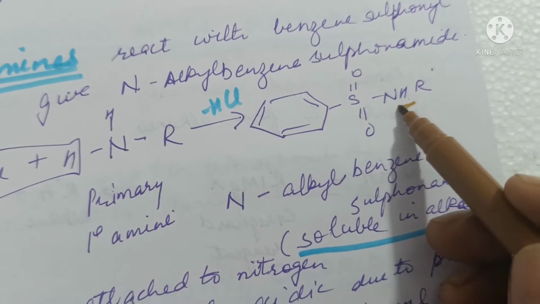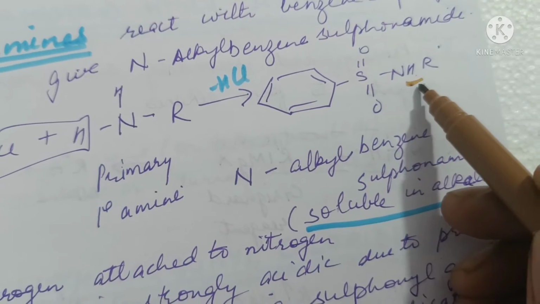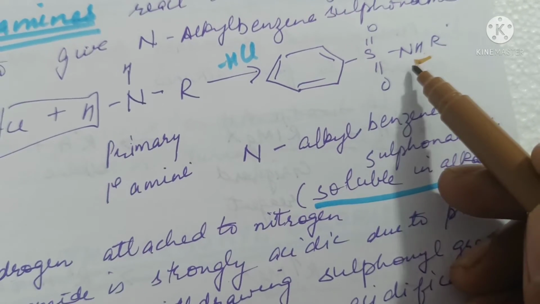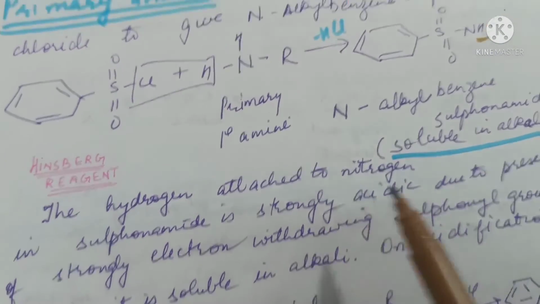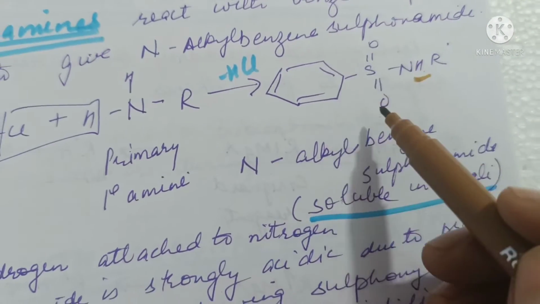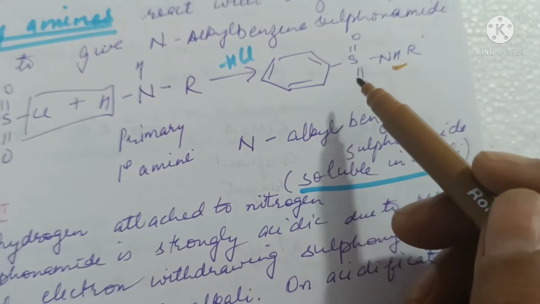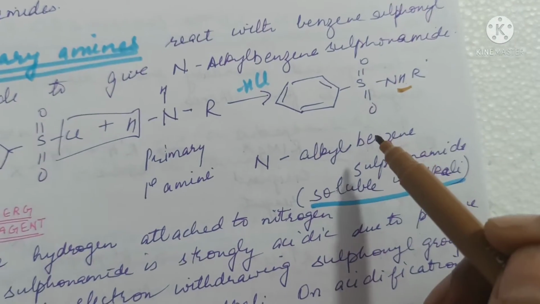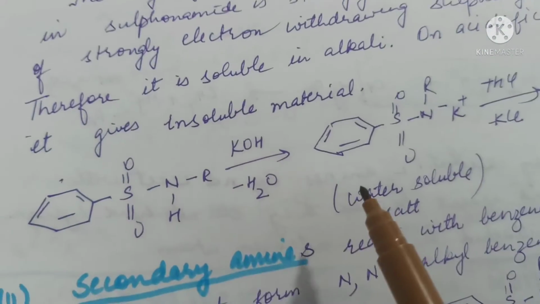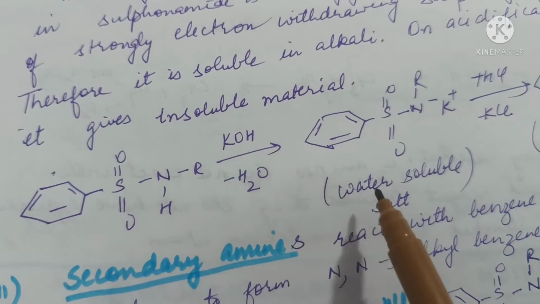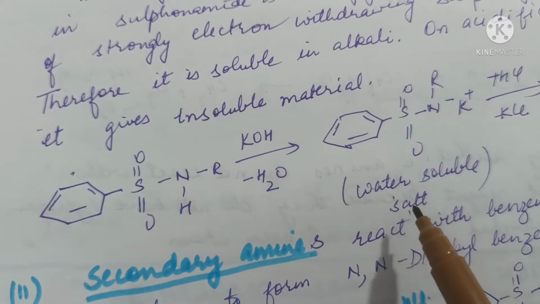There is a hydrogen present on the nitrogen atom, which is acidic in nature, strongly acidic, because of the electron withdrawing sulfonyl group attached next to it. So it will dissolve in alkali to form a water-soluble salt.